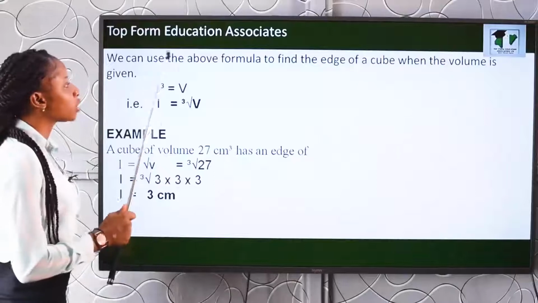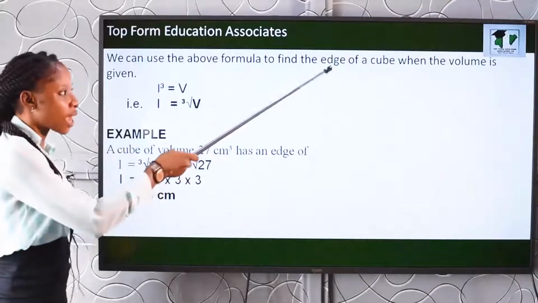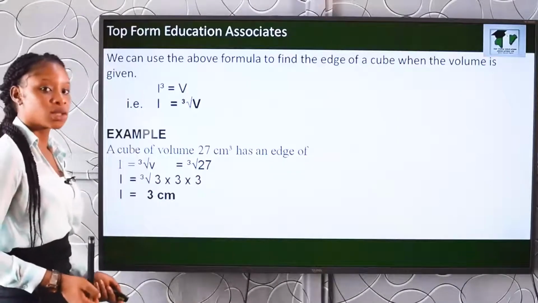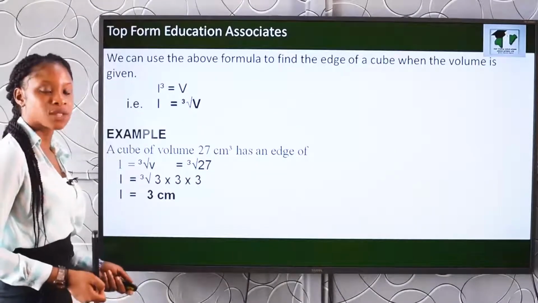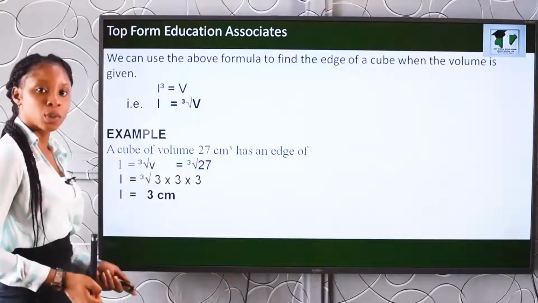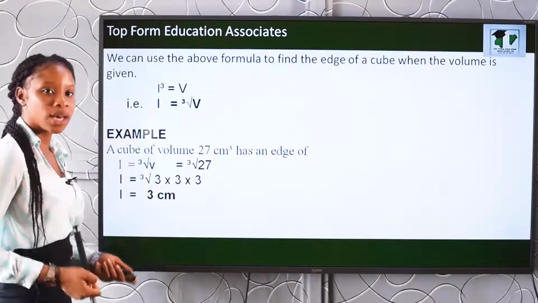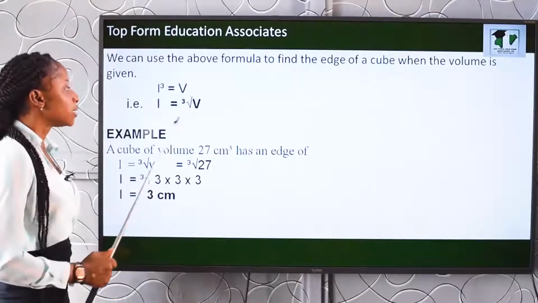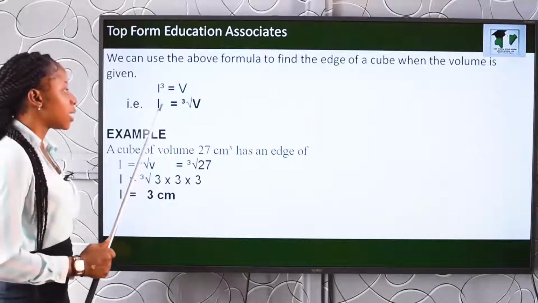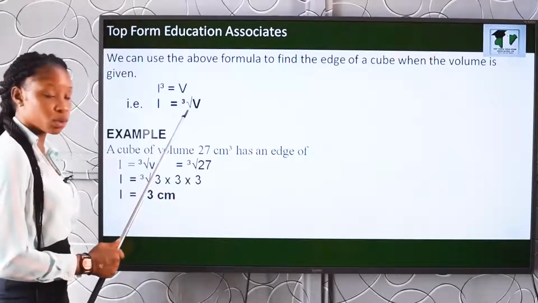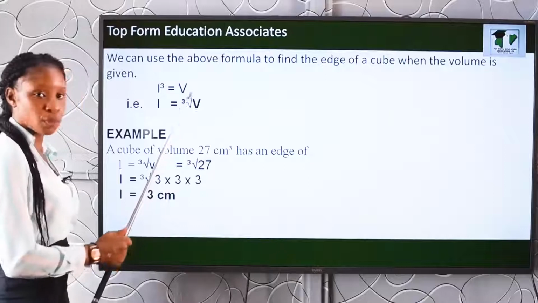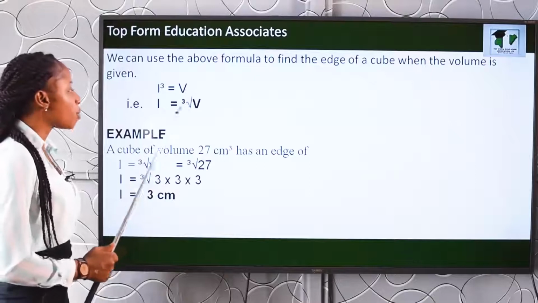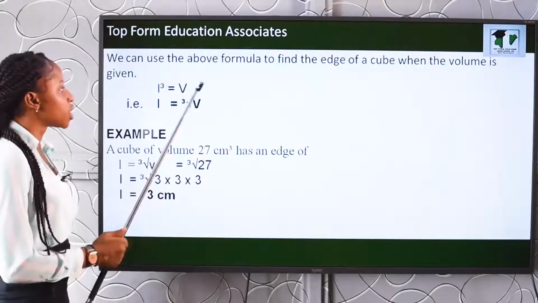Now, we can use the above formula to find the edge of a cube when the volume is given. If you are given the volume and you're asked to find the edge of the cube, it's very simple, because the edges are all equal, we have the formula L cubed equals V. Then you can have L as the cube root of V. Whenever you see this, it's called cube root. So you can get your L by using this formula, L equals cube root V.